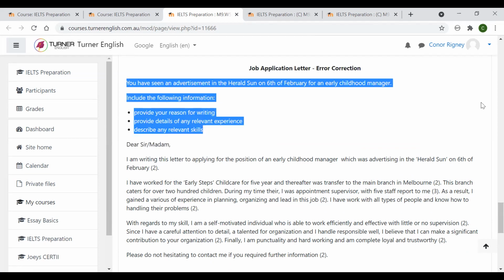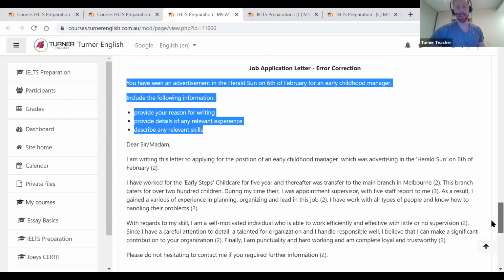After all this, you have seen an advertisement in the Herald Sun of 6th of February for an early childhood manager. Include the following information. Provide your reason for writing. Provide details of any relevant experience. Describe any relevant skills.